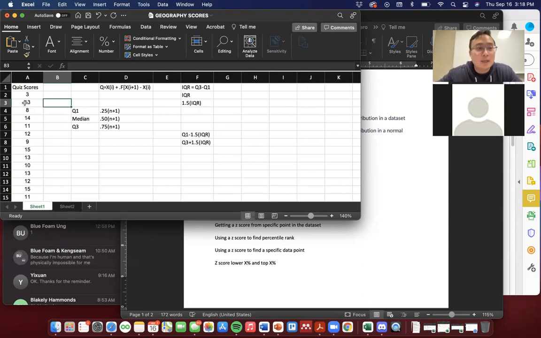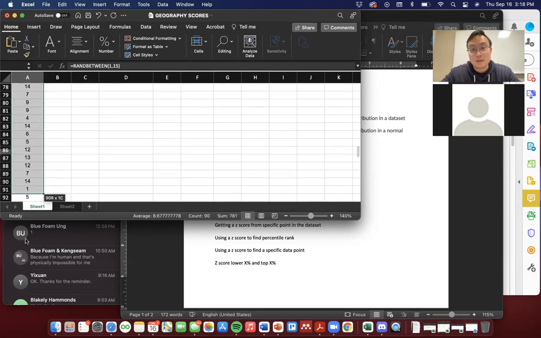This data sheet right here is a list of quiz scores. There are 124 of them. And we can find percentile rank, we can find distribution, we can find what point in the data is below the 25th percentile. But we can also do that without knowing any of these numbers. Now, we would be estimating with the assumption of normal distribution, but we wouldn't need these numbers.